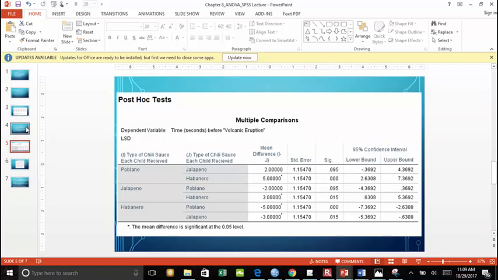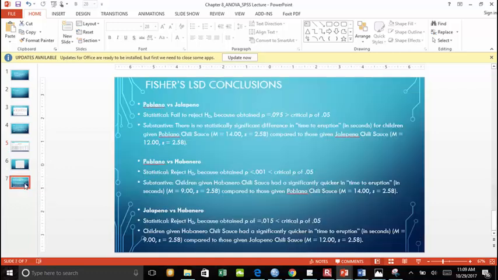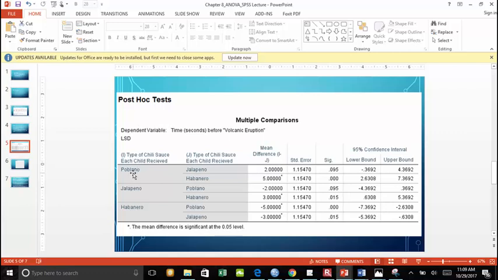And here they are. Remember, we've got 3 unique comparisons, even though we have 6 lines, so we only need to look at the 3 that are different. And here we go. So I'm starting with Poblano versus Jalapeno. Poblano versus Jalapeno, that's the first line. There's a 2-second difference, so Poblano took 2 seconds longer for volcanic eruption than Jalapeno. And the significance value is 0.095.